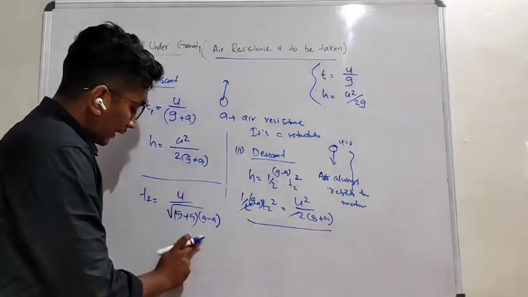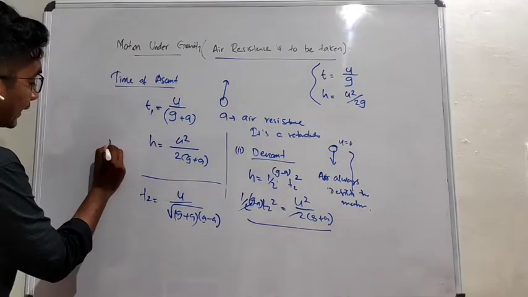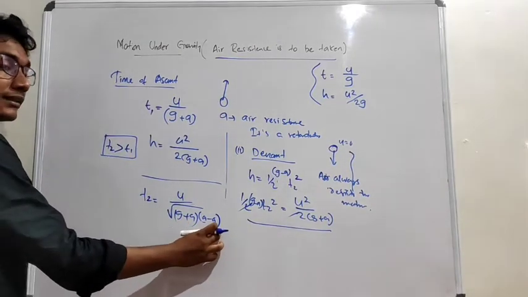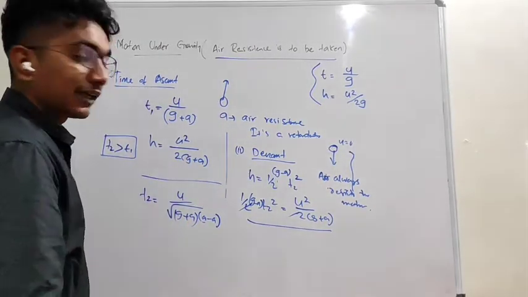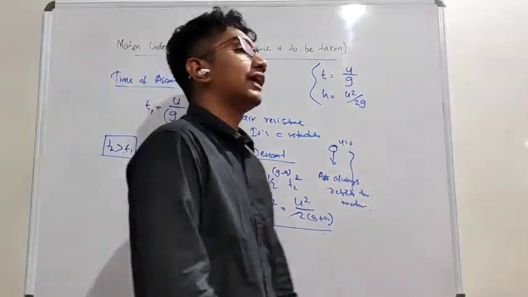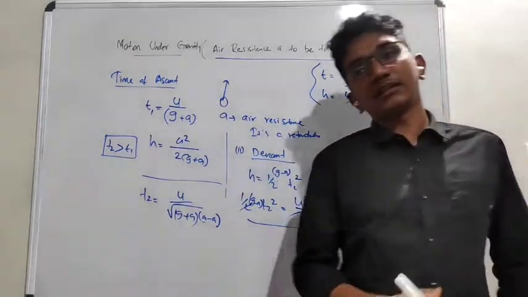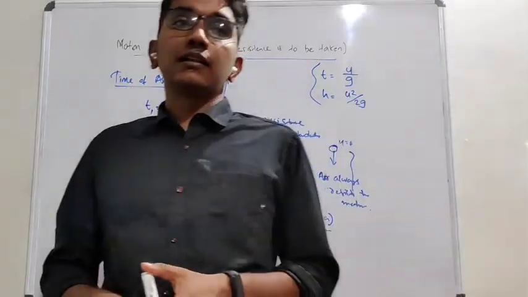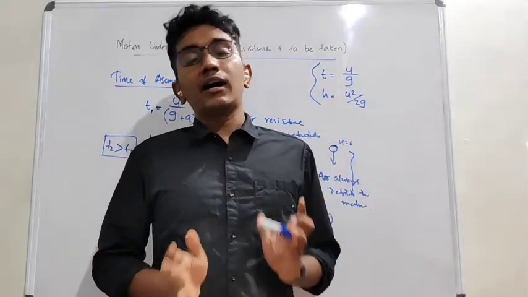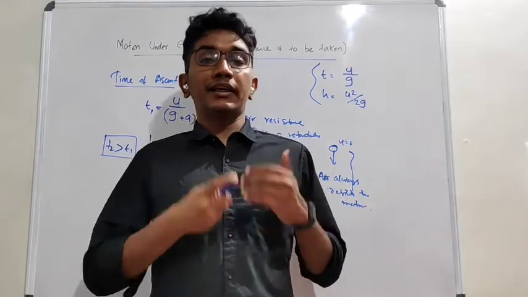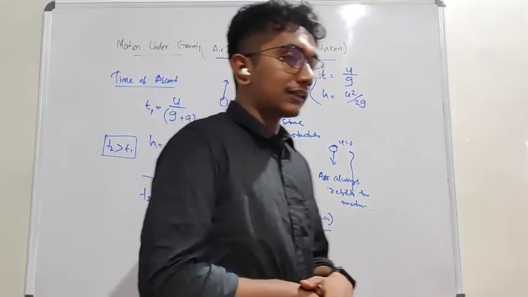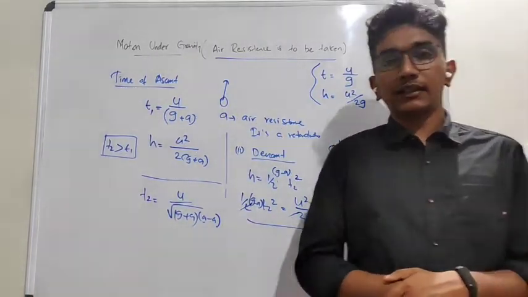So it is very clear that this T2 is actually greater than T1. You can check the value: g plus a into g minus a. G plus a is always greater than g minus a. So T2 is always greater than T1. That is why we say the time of ascent is less than the time of descent, unlike in the normal case. If there was no air resistance, both values would be equal. Otherwise, the time of descent will be greater than the time of ascent. I think you got it. All right then, thank you.